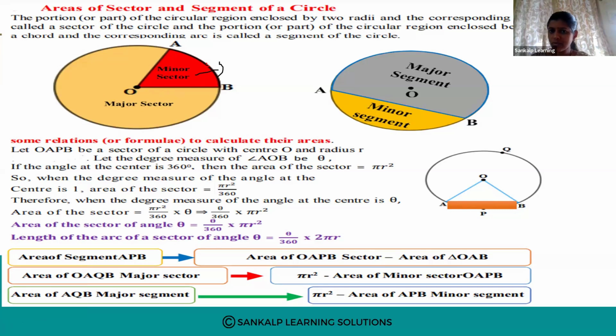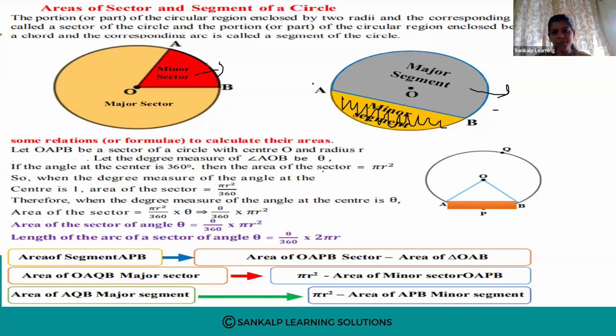Segment means what? The area enclosed between chord and this arc. So this is arc, A to B, this is arc, and this line A B we call a chord. So this area we call a segment. So if it is a small part, then it is a minor segment. If it is a large part, then it is major segment, right?